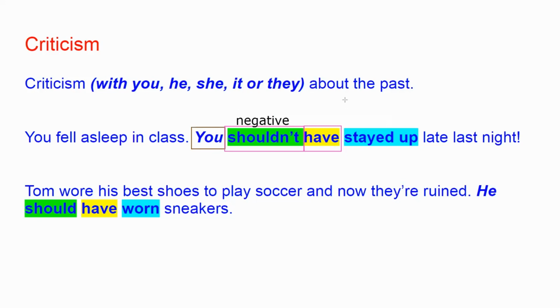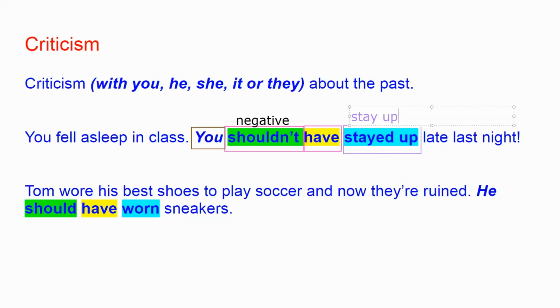The verb have. ¿Y qué tenemos después? Stayed up. Stayed up. Eso significa que este verbo es un verbo regular, del phrasal verb stay up, quedarse despierto. Stay up. Now, what's next? Vamos a ver la otra oración, el otro ejemplo.